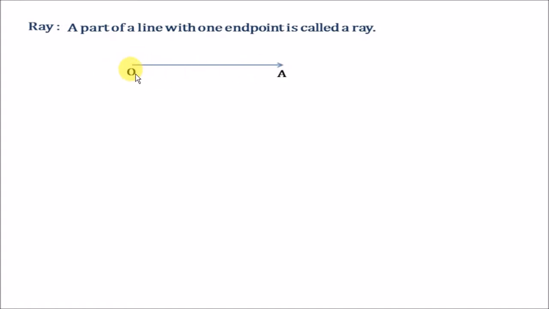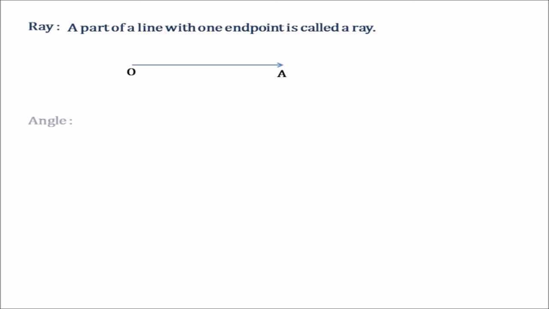As we can see on the left hand side where we have O, we don't have an arrow. It suggests that O is a fixed point and it cannot be extended further. Whereas on the right hand side where we have A, we have an arrow. That means it can be extended towards the right.